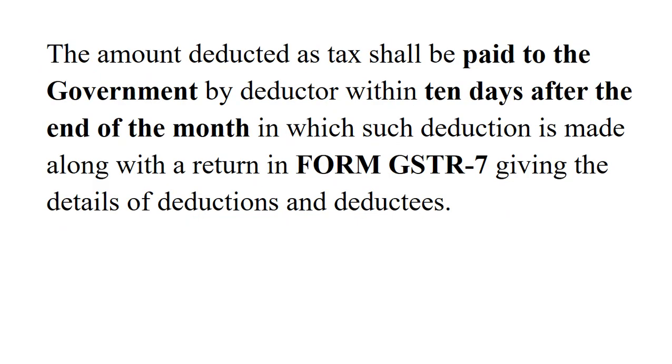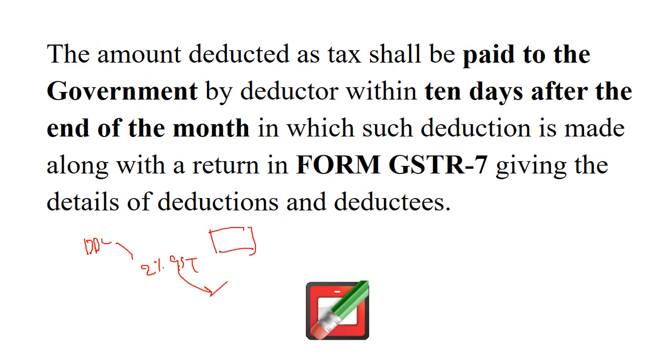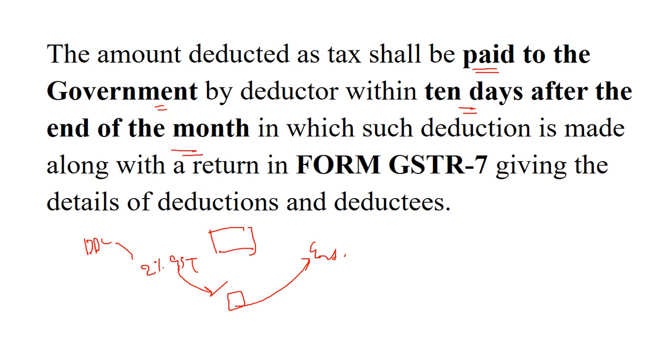The amount deducted as tax shall be paid to the government. First, you are a DDO. As DDO, you are deducting, say, 2% of GST from a bill. You deducted it. This money is lying with you now. So after you deduct, you will pay this money to the government within 10 days after the end of the month in which the deduction was made. So if you are deducting the amount from a bill on, say, 3rd August, you have to pay this amount of GST to the government by or before 10th of September. That means August is the month of deduction, within 10 days after the end of August.